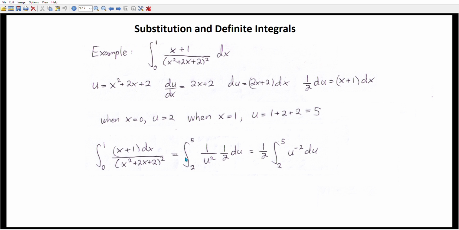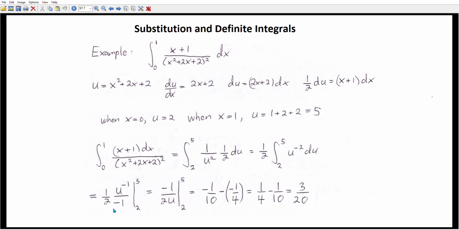We factored a 1/2 out in front and written 1 over u squared as u to the minus 2. Now using our power rule, that's going to give us 1/2 u to the minus 1 over minus 1 between 2 and 5, which we can rewrite as minus 1 over 2u between 2 and 5. At 5, we get minus 1/10. And at 2, we get minus 1/4. So it's minus 1/10 minus minus 1/4, which is 1/4 minus 1/10. 5/20 minus 2/20 is 3/20.